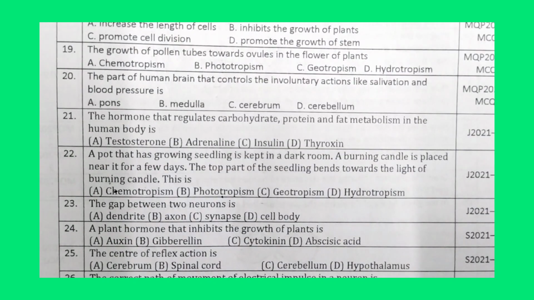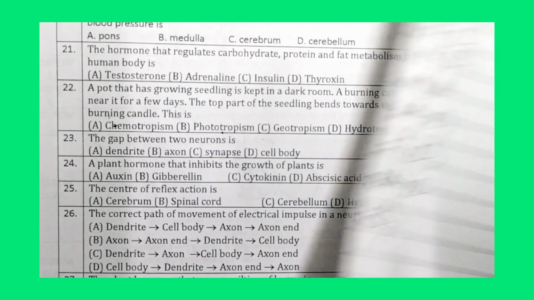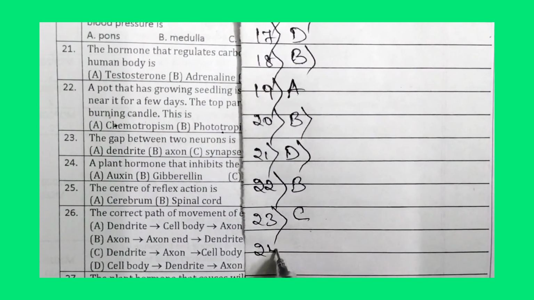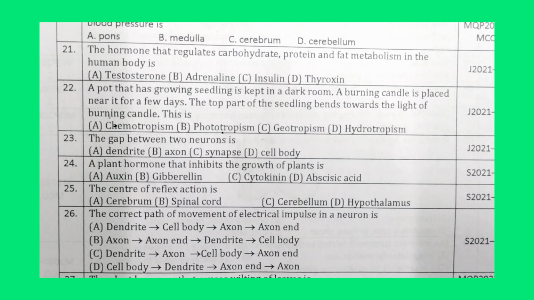Now let us move to the 23rd. The gap between two neurons is option C, synapse. So synapse is the gap between two neurons. So the option is C.